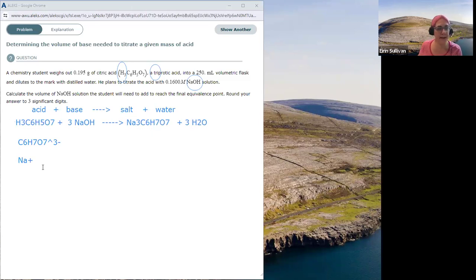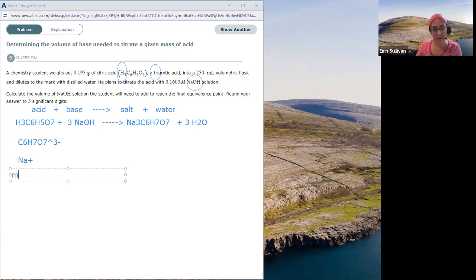So my plan is then I've got to work out how many moles I have in 0.195 grams of citric acid, and then relate the moles of citric acid to the moles of sodium hydroxide it's going to take to neutralize it using the reaction stoichiometry. And then if I got the moles of sodium hydroxide and I've got the concentration, I can use that as a unit conversion to get to the volume, which will come out in liters. So I'm probably going to have to convert it into milliliters.